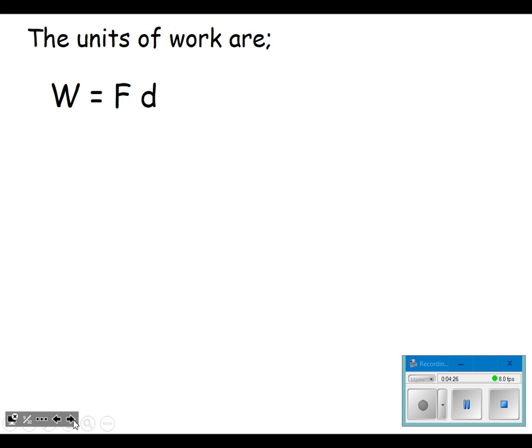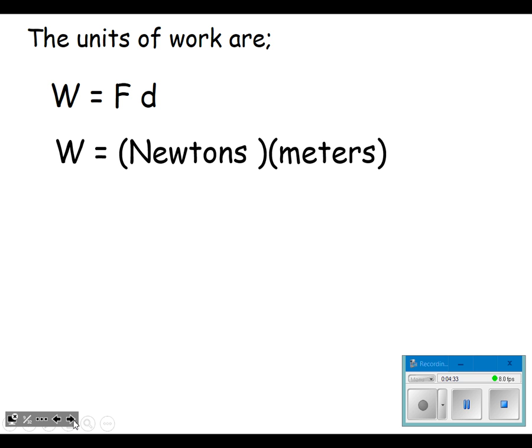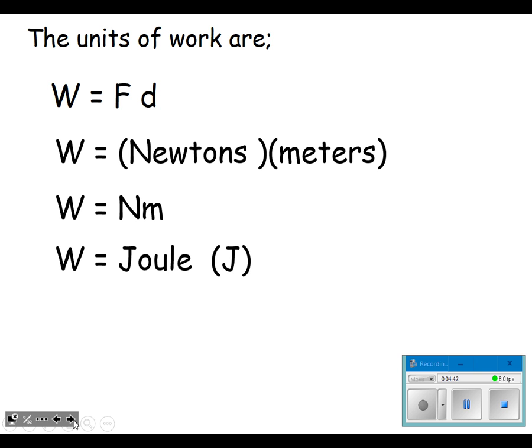So the units of work, well, force is in newtons and displacement is in meters. So it would be a newton meter. Well, a newton meter gets to be abbreviated. We could just write it as Nm, but we can go one step further and we can just write it as a joule or a J. Newton meters are joules. Now, if we were talking about the English system, work is actually foot-pounds because the displacement is in feet or foot, and the force is in pounds. So just an FYI on that.